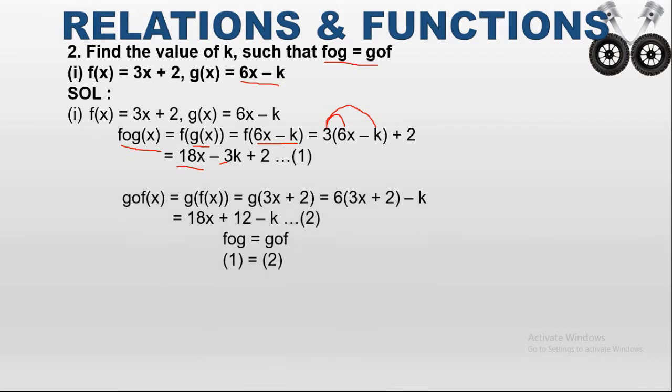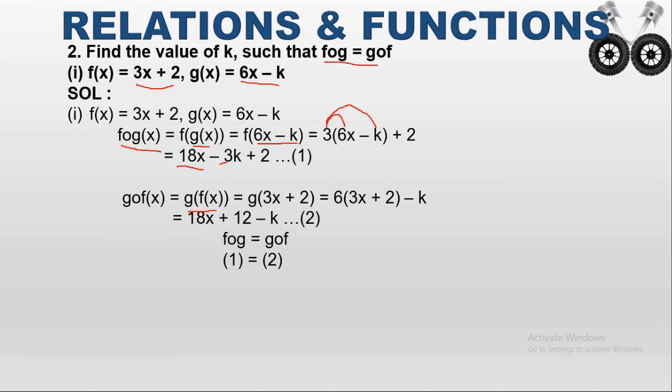Next we have to find g composition f of x, which is equal to g of f of x. First we have to substitute the value for f of x. What is the value for f of x? It is 3x plus 2. So instead of f of x, we substitute 3x plus 2. So what is g of 3x plus 2?